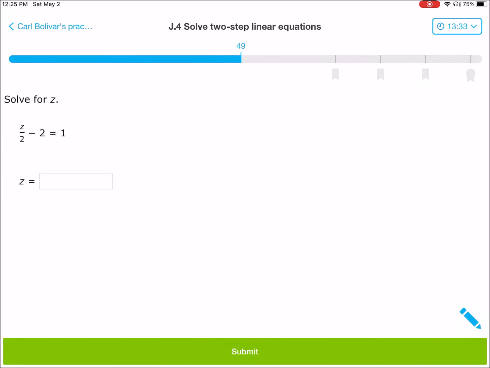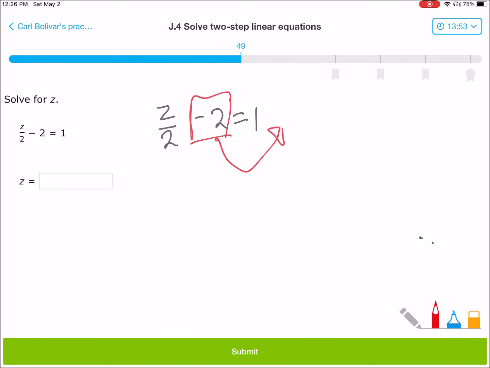Fantastic. So, now we have this one. First, write it out. Z, hold on, let me get our pen. Z over 2 minus 2 is equal to 1. Alright, so now we have to take this -2 and put it to the other side.